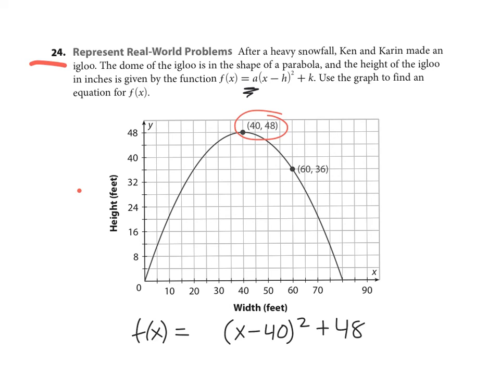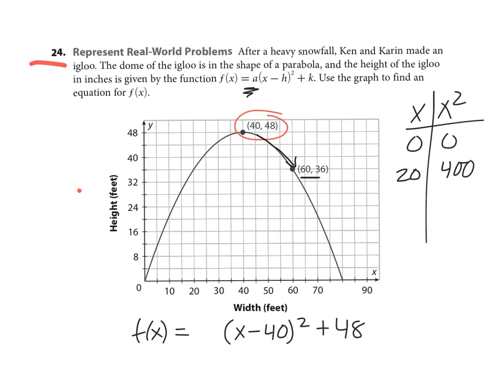Now, I got to figure out what my coefficient is. How do I do that? So I'm going to come over here again. I'm going to do my basic, my parent function. So from the vertex, 0. Now, this is how far. My x went from here to here, so that's up 20. So 20 squared would be 400. That's what should happen. Now, what happened here? This one went down 12.